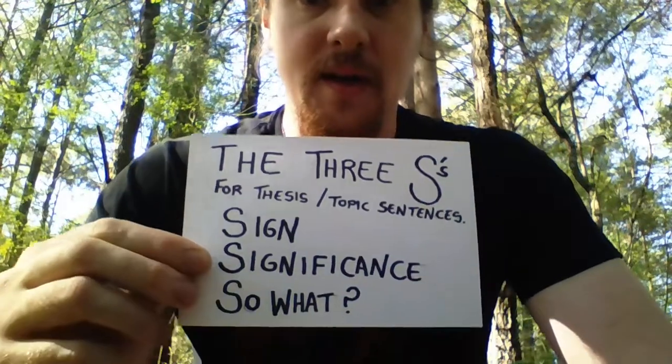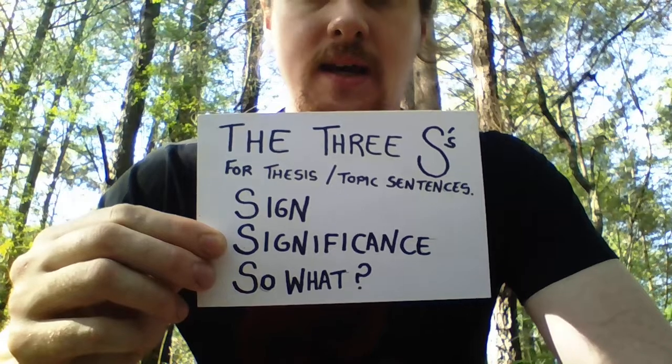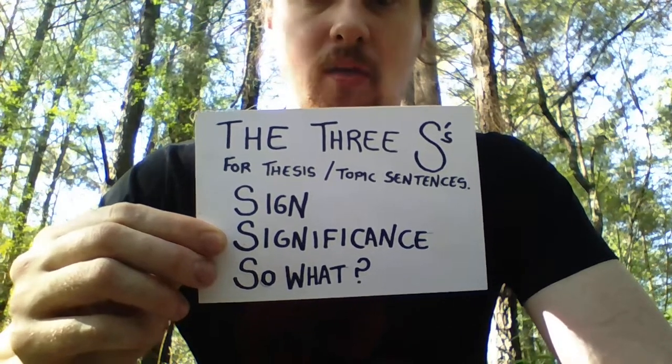Now, you will remember for the second essay, I gave you all a formula for the thesis and topics in its claims. That formula was problem, solution, so what. The semiotic method works very similarly. It has a formula for thesis and topics in its claims. This formula is known as the three S's. They are sign, significance, and so what.